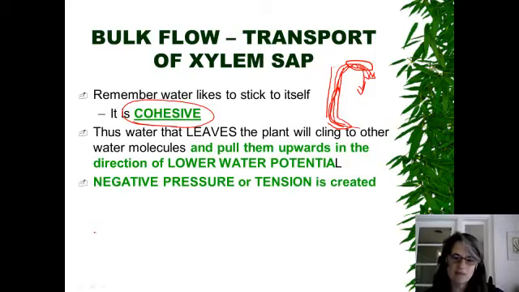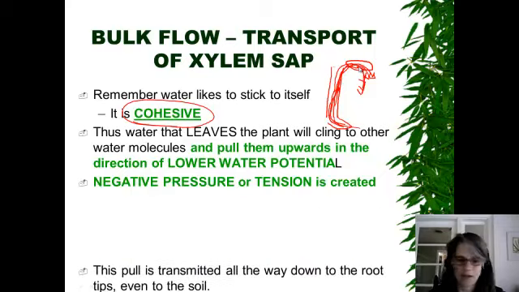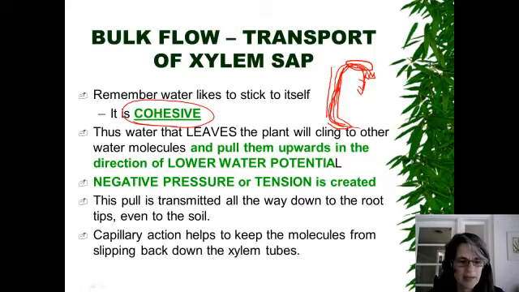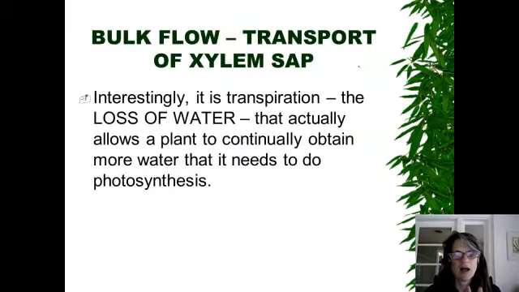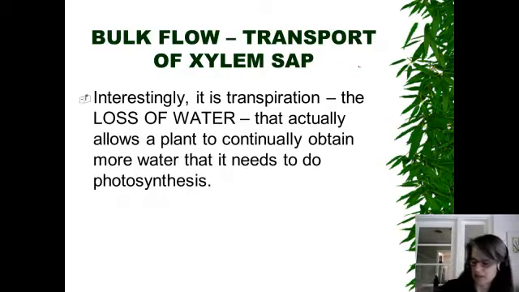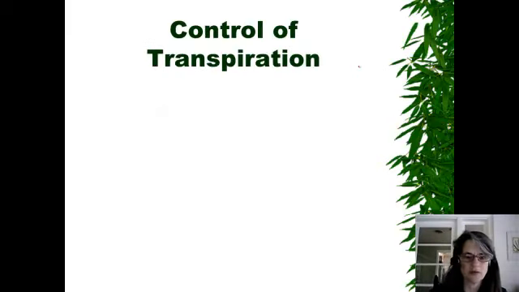So negative pressure is created, this pulling motion. As water leaves, it pulls more water up behind it. Okay, and it's transmitted all the way down to the soil. And we've already said this. Interestingly, it's the transpiration, or loss of water, that actually allows the water to continue to move up the plant.